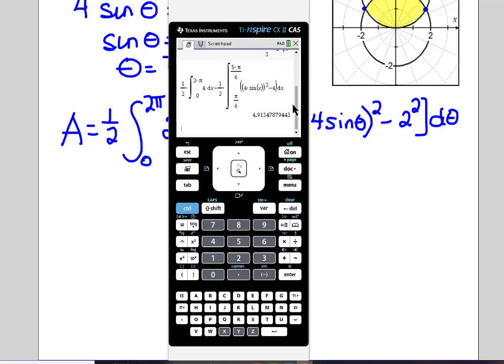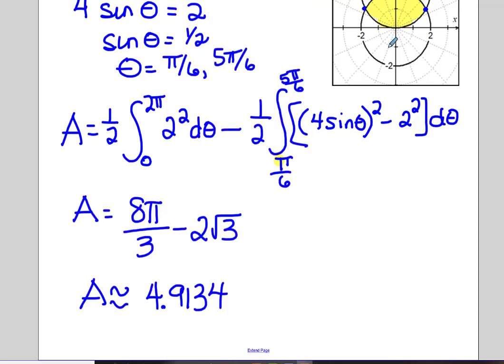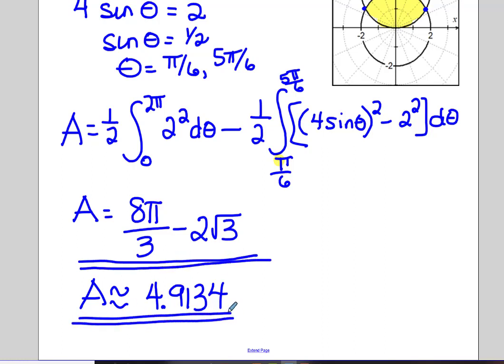And again, if you have the Inspire, you're going to get 8 pi over 3 minus 2 square roots of 3 for an exact answer. And if you have another graphing utility, you're going to get about 4.9134 for your approximate answer. So it just depends on which calculator you use, what type of approximation or exact answer you get.